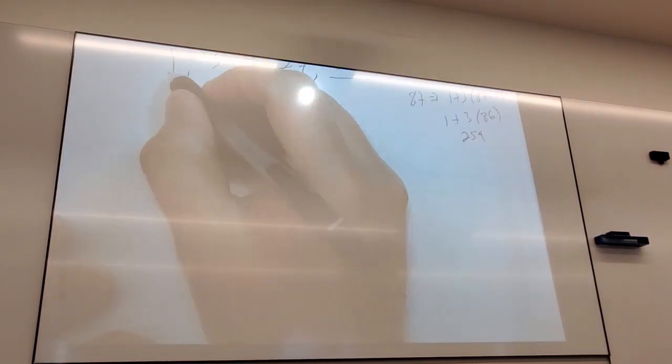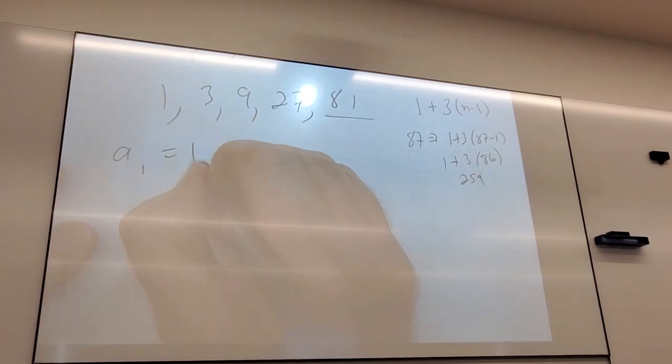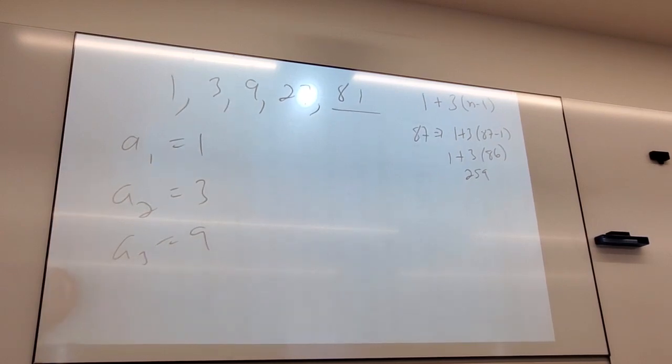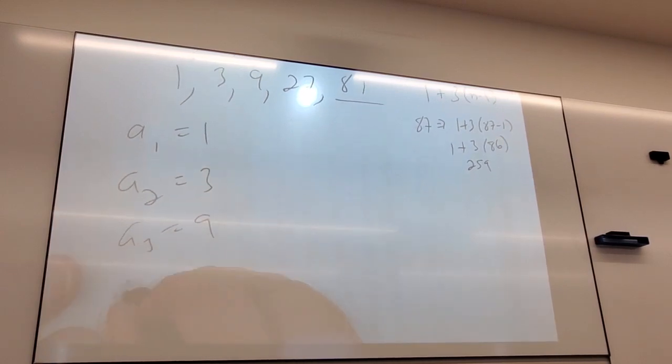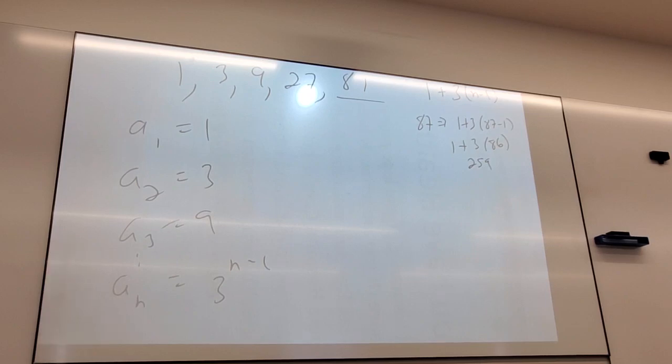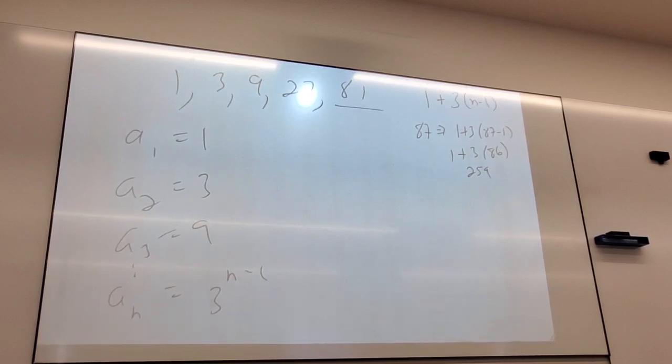Here's how we represent terms of a sequence. If I look at this sequence here, I would say A1 is 1, A2 is 3, A3 is 9. I would say AN would be 3 to the n minus 1. Let's see if you guys agree with me. Third term is supposed to be 9, correct? What do I get when I plug a 3 in? 3 squared is 9.